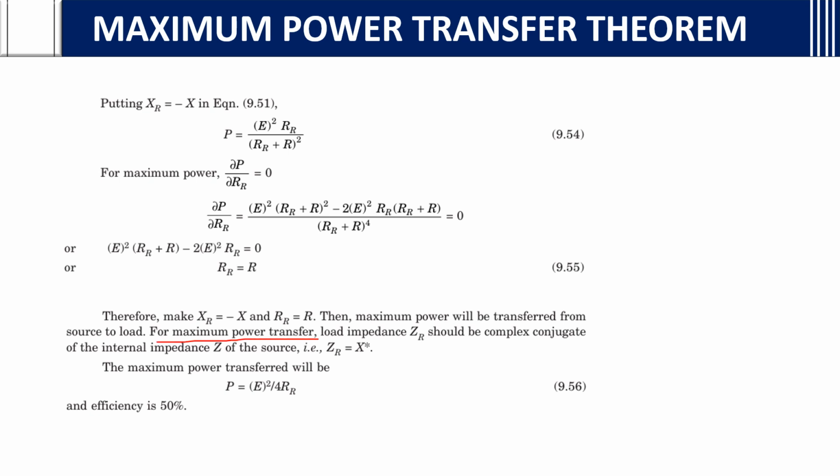For maximum power transfer, load impedance ZR should be the complex conjugate of the internal impedance Z of the source, that is ZR is equals to Z conjugate. Okay, this is another condition. Then the maximum power transfer will be, if you substitute RR in the place of R, R equals to RR anyway, then you will get P is equals to E square by 4 RR. Okay, this is the maximum power transfer of that network shown in the previous slide. So the efficiency is 50% here.